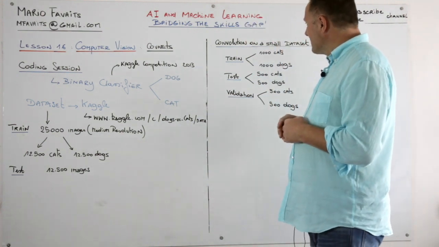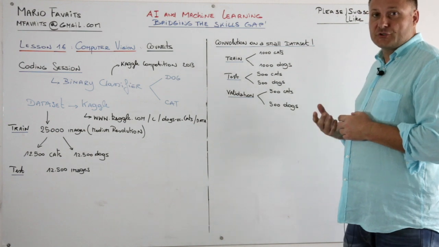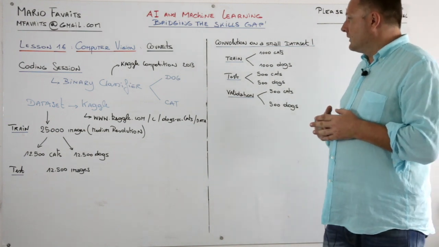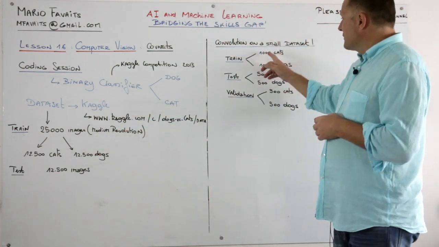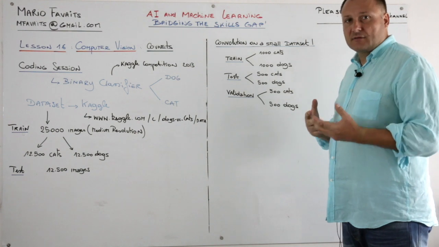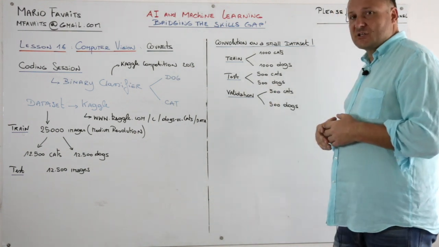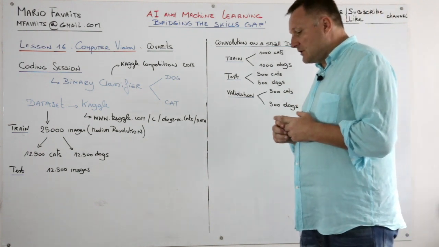The first exercise we're gonna do is we're gonna try to use convolution on a small data set. What is small? Well, just a fraction of that. So we will take a training set of 1,000 cats and 1,000 dogs, a test set and a validation set, each of 500. Why do we do this?